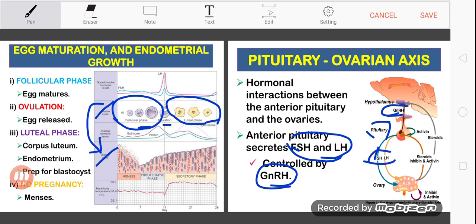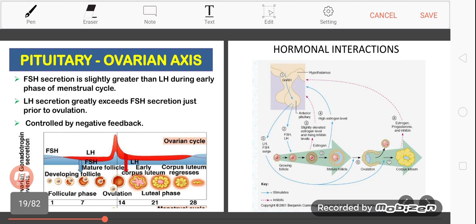This FSH travels into the blood and arrives at the ovary. When FSH is present, it will stimulate follicles to develop. FSH is follicle stimulating hormone, and LH is luteinizing hormone. During the ovarian cycle, FSH secretion is slightly greater than LH during the early phase.